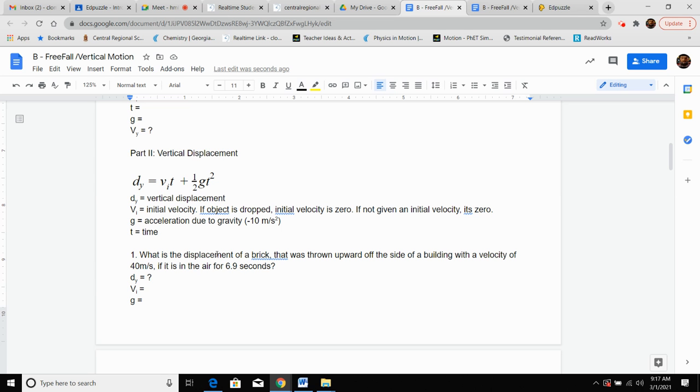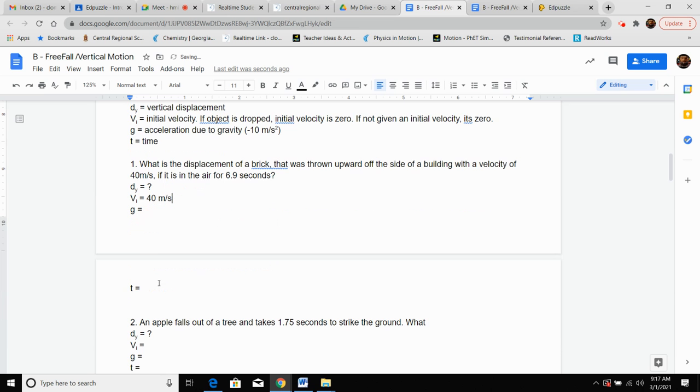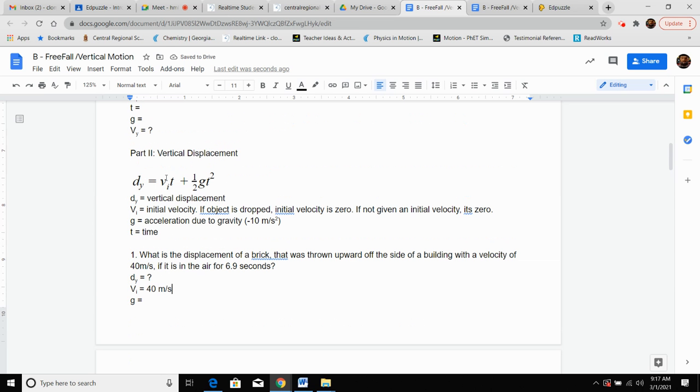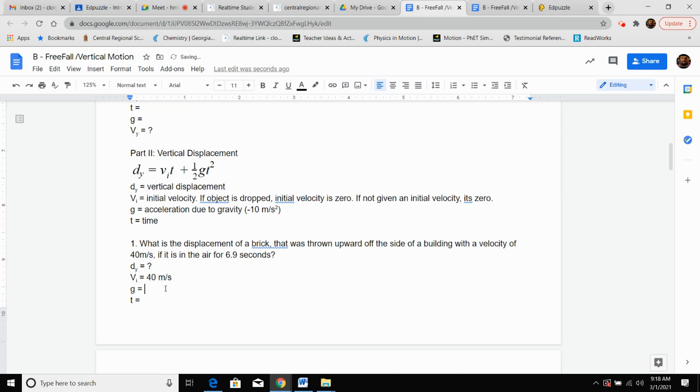So what is the displacement of a brick that was thrown upward off the side of a building with an initial velocity of 40 meters per second? So we're given that 40 meters per second piece. Gravity is not given, but you guys have to know that in these problems, it's always going to be that value, negative 10. And it was in air for 6.9 seconds.